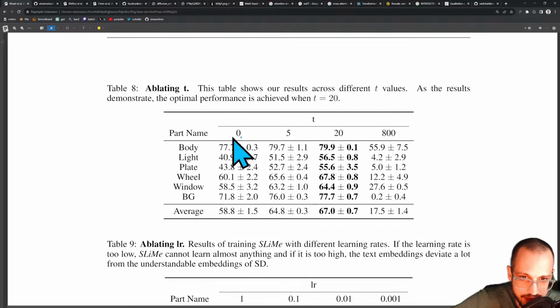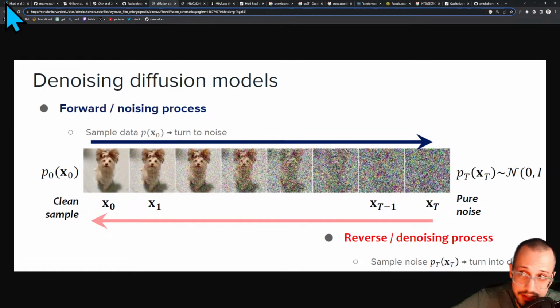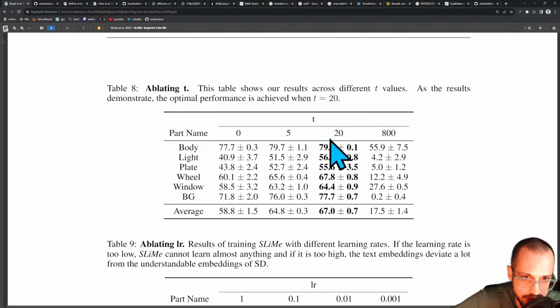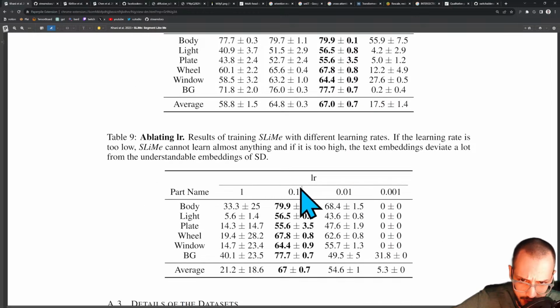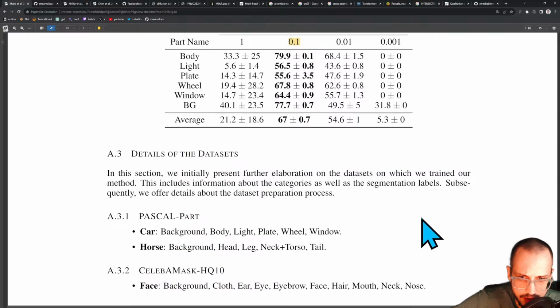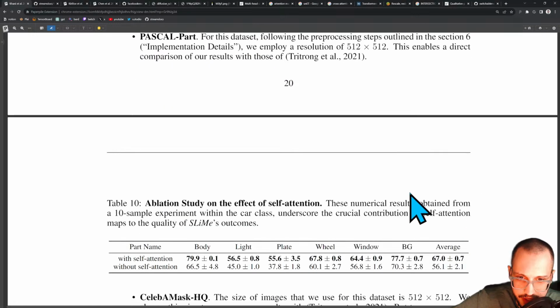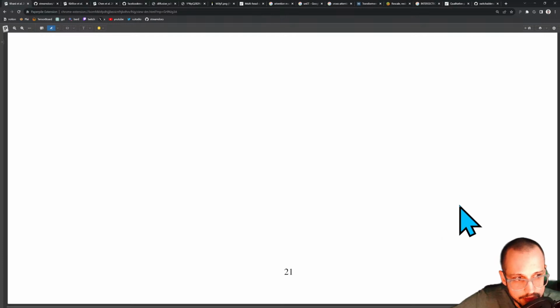Okay, so this is how they find the correct time step to do it at. So the time step in terms of here, right? So you pick a time step along this diffusion process. They tried a bunch of different ones. They found 20 was the best one. Here are different learning rates. Text embeddings deviate a lot. So they tried different learning rates. Learning rate of 0.1 was the best.